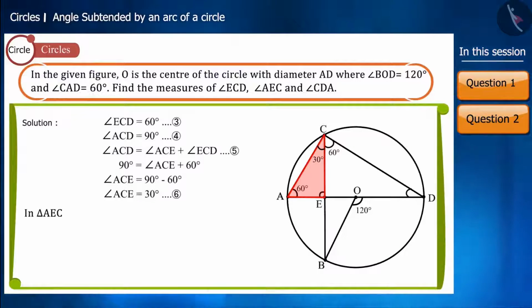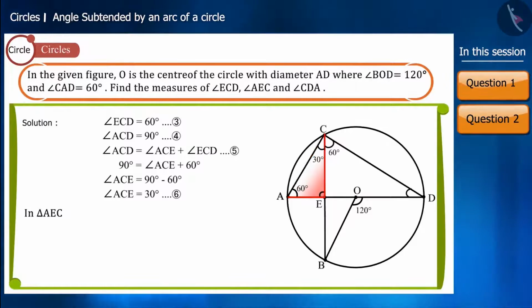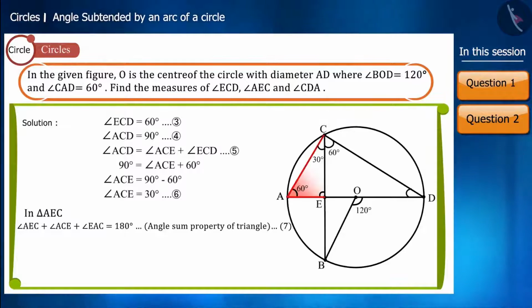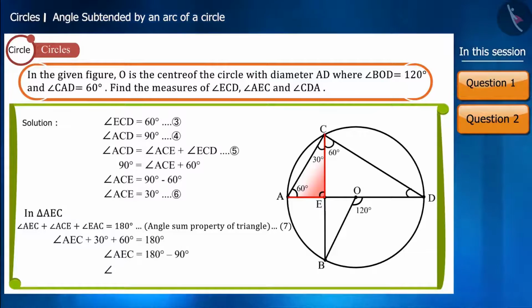Look at this triangle AEC. We know that the sum of the three angles of a triangle is 180 degrees. So we can write them as such. We know the measurement of both these angles. You will get the value of angle AEC as 90 degrees.